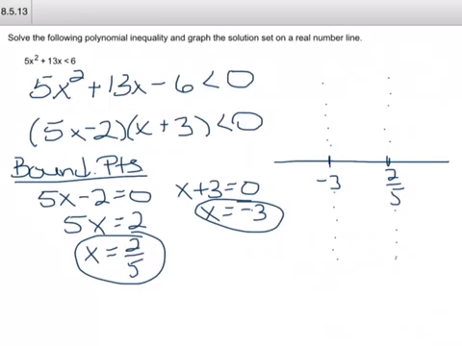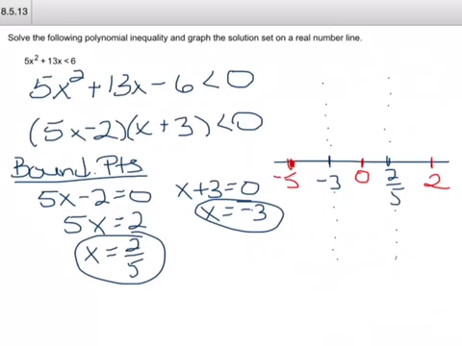So we would pick a number on the left-hand side that is less than negative 3, maybe negative 5. And a number between negative 3 and 2/5, my favorite number, 0. And then a number bigger than 2/5, let's say like 2. We're going to take these test numbers and plug them into any of our inequalities, and figure out whether what we have is true or false.